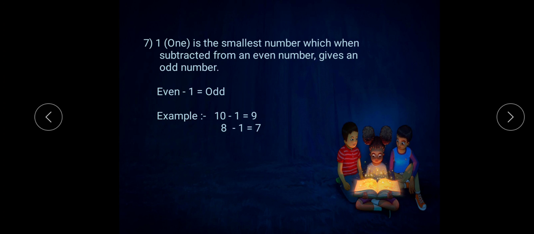1 is the smallest number which when subtracted from an even number gives an odd number. Let us see. When you subtract 1 from an even number, it gives you an odd number. For example, 10 minus 1 equals 9 and 8 minus 1 equals 7.